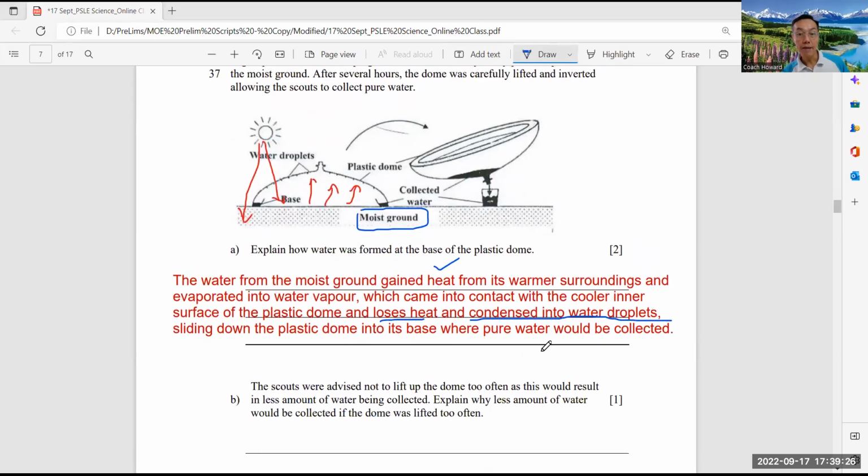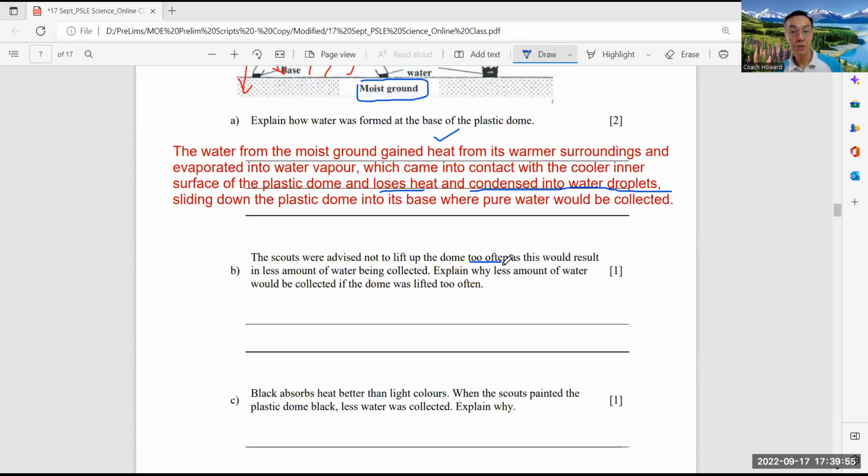Okay, scouts are advised not to lift the dome too often, as this would result in less amount of water being collected. Explain why less amount of water would be collected if the dome was lifted too often. Because if you lift too often, the warmer water vapor will escape. That means there will be lesser chance to condense the warmer water vapor. So this will be the answer. This is only 1 mark. So this part will be this answer here.